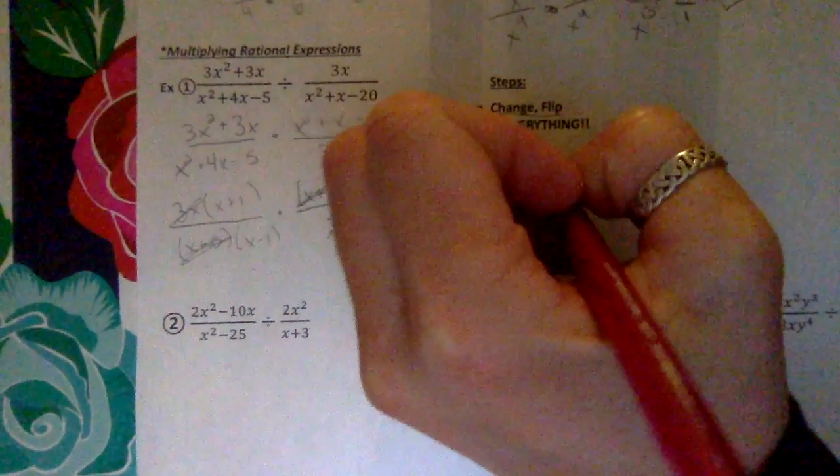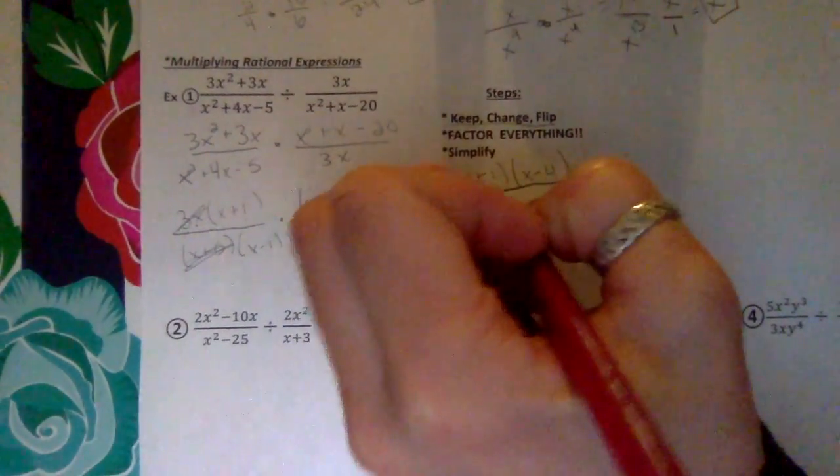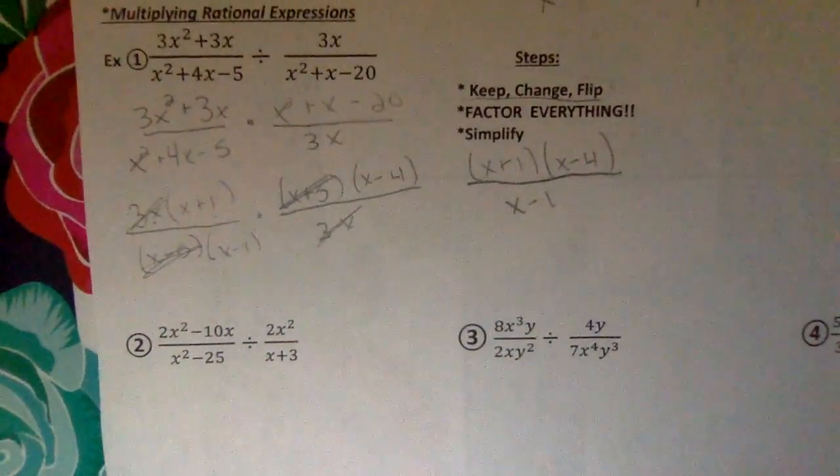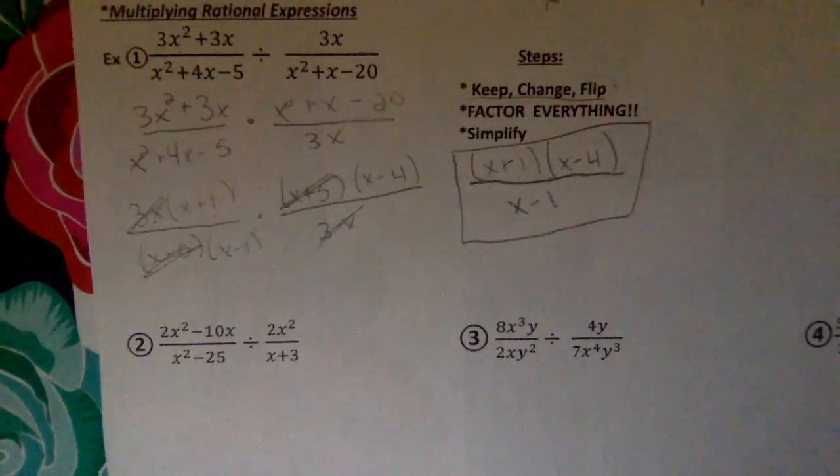We have the x plus 1 next to x minus 4 over x minus 1. And the x minus 1 in the bottom you can put in parentheses if you'd like, but you don't have to because it's the only factor.